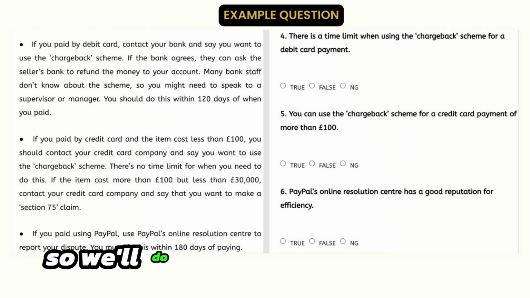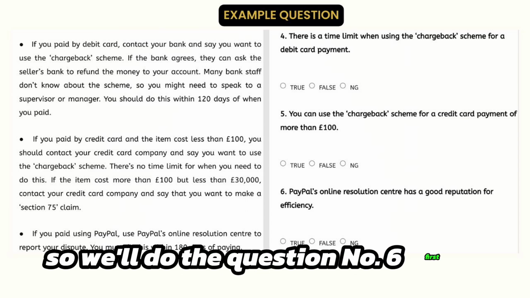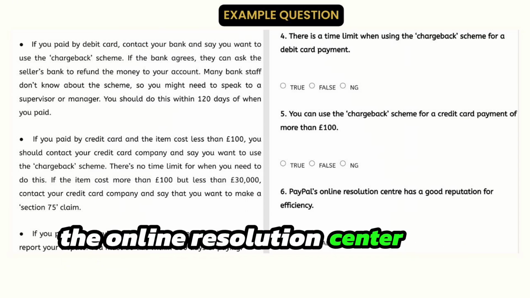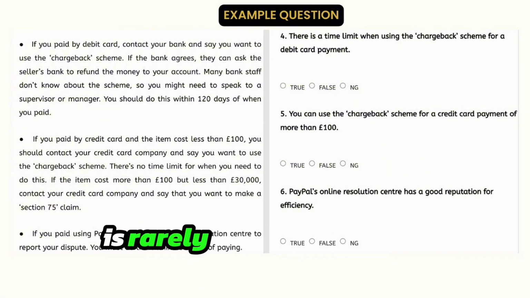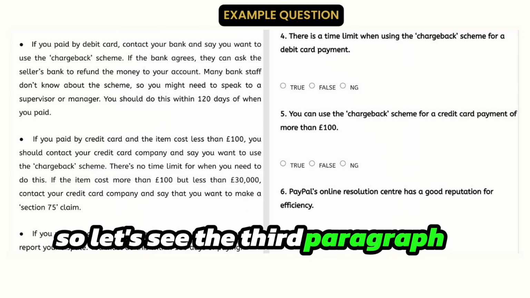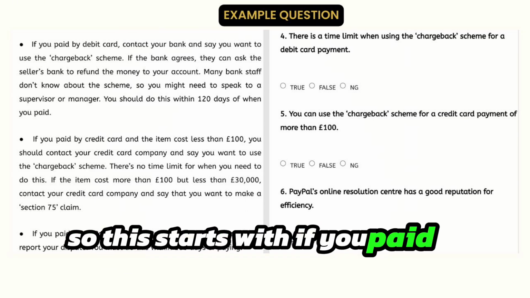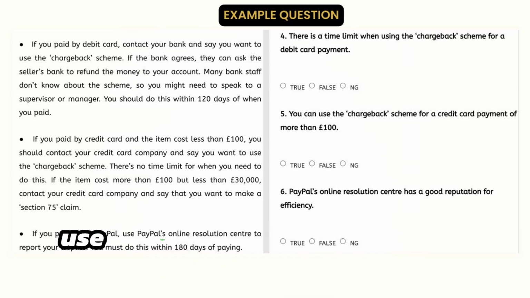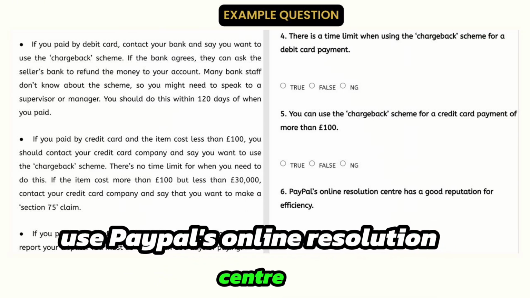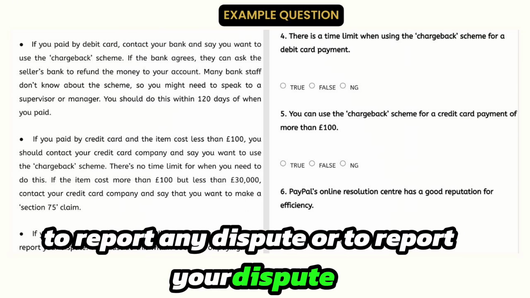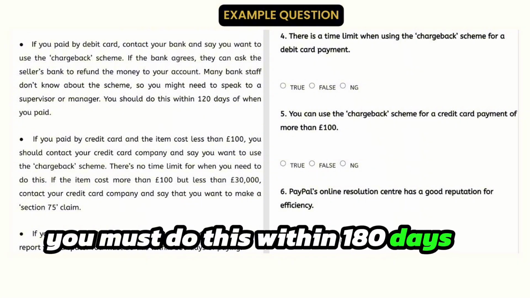So we'll do question number 6 first. Question number 6 states: the Online Resolution Center of PayPal is really recalled for its efficiency. Recalled means having a good reputation. So let's see the third paragraph, the last one. If you paid using PayPal, use PayPal's Online Resolution Center to report your dispute. You must do this within 180 days of paying.